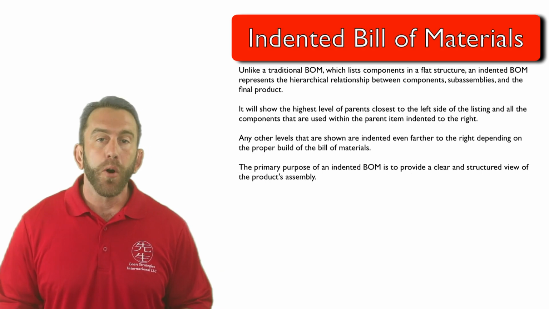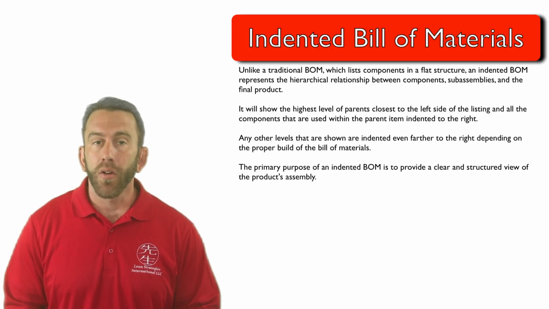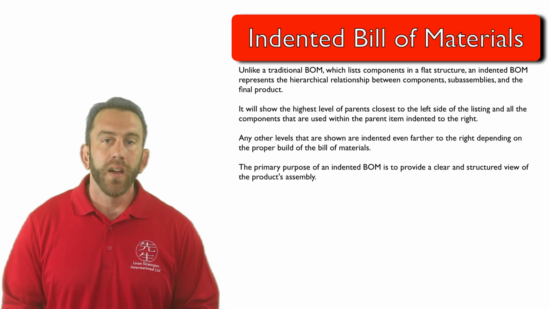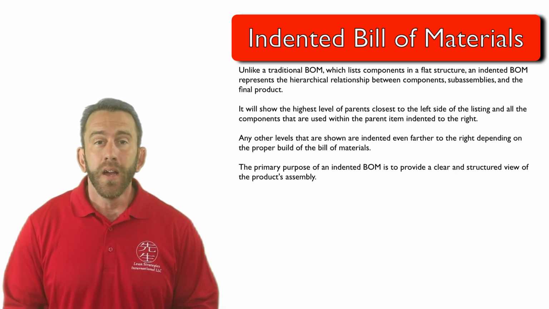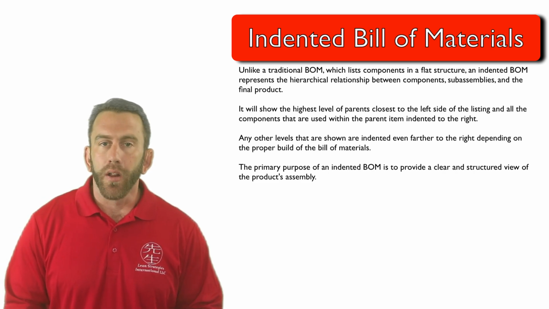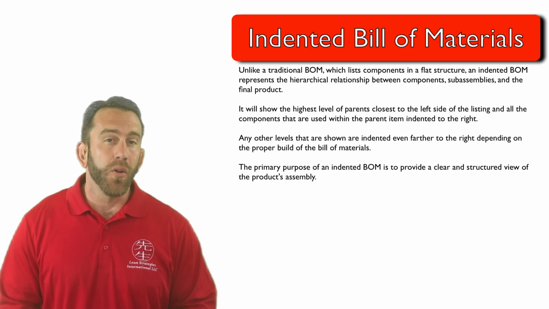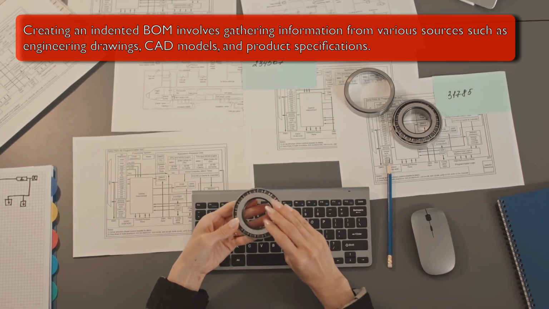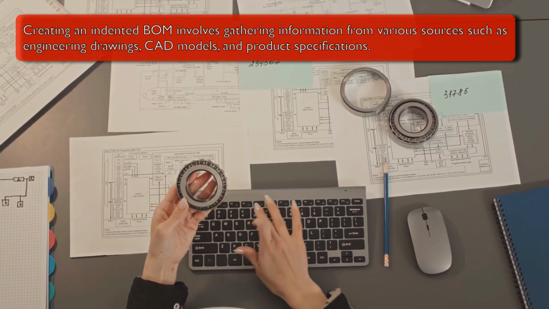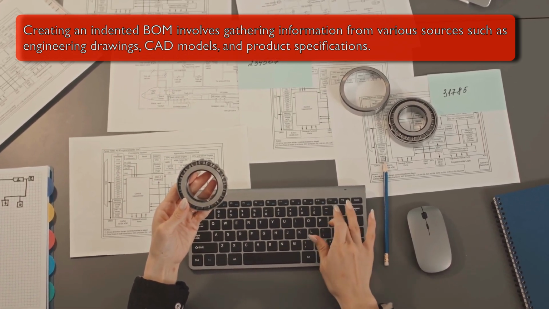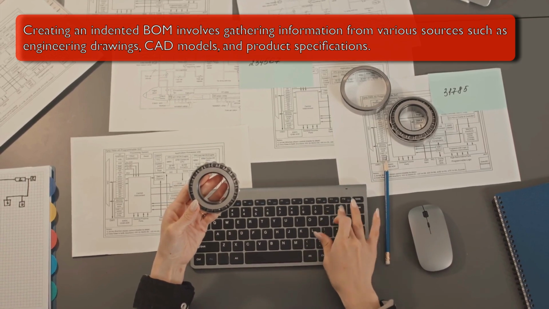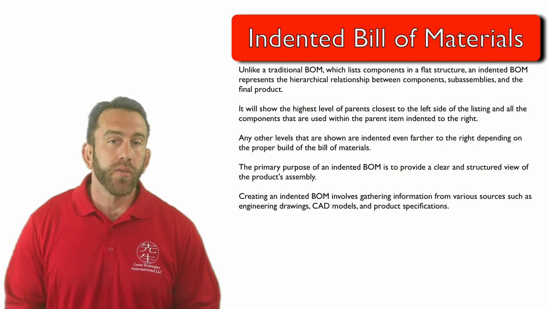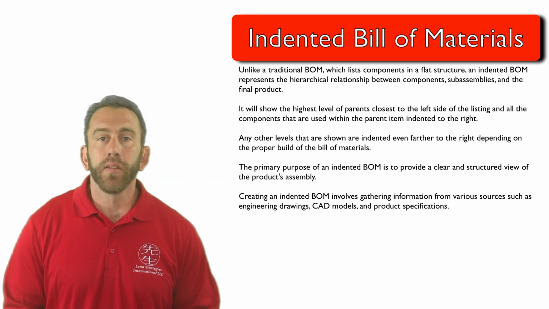The primary purpose of an indented bill of materials is to provide a clear and structured way for your product's assembly. It helps in understanding the product structure at one single glance. Creating an indented bill of materials involves gathering information from various sources such as engineering drawings, CAD models, and product specifications. Accuracy and thoroughness are key in this process.